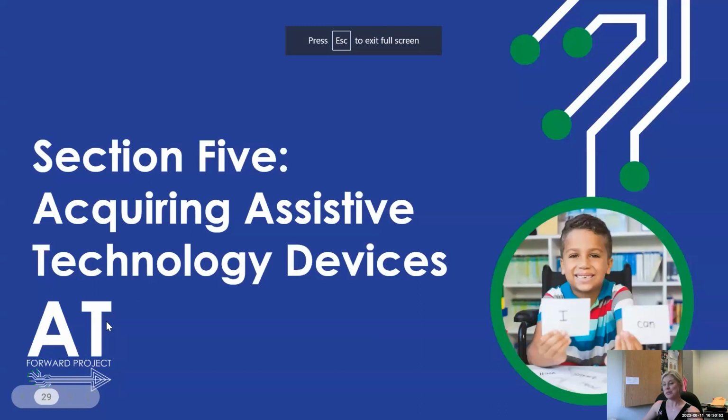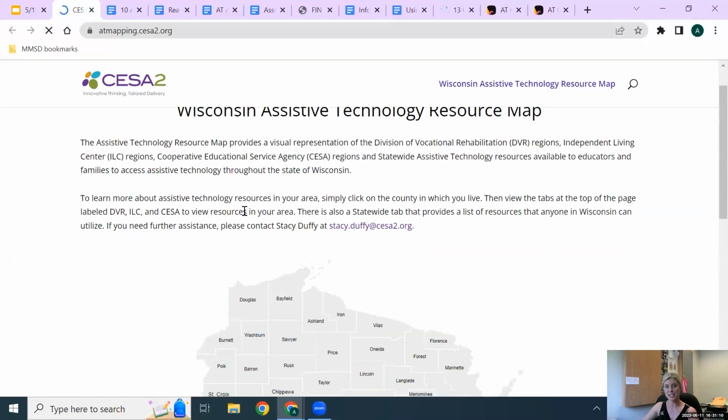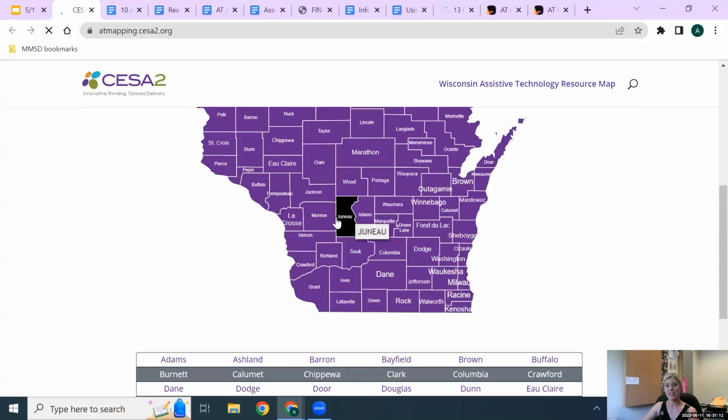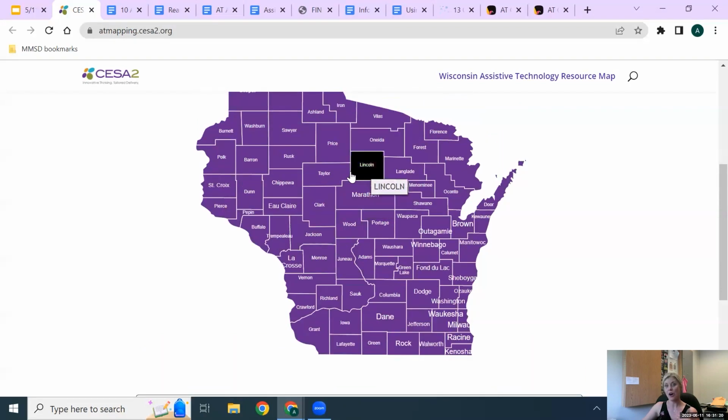All right, so how do you go about getting assistive technology devices? These are a few of the resources that we have listed here. There's definitely more, but we have the Wisconsin AT resource map. I think this is one thing to really remember that you all have access to. It's developed under CISA too, but it really gives the different resources and the independent living centers that you can go and get information from, or resources or access, all by county.